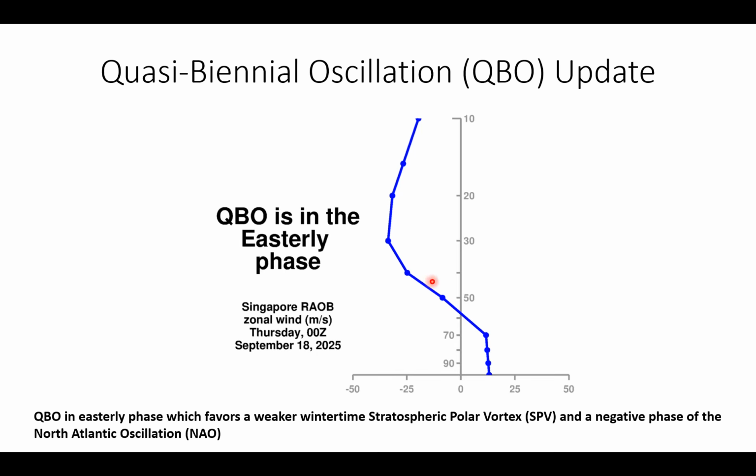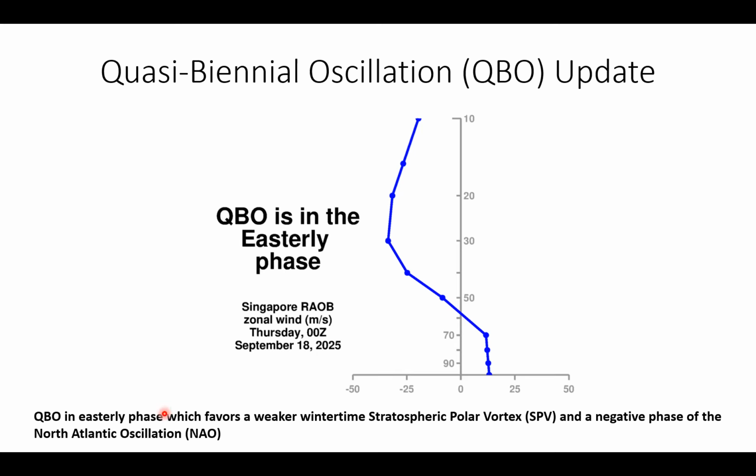What does this mean? That means the winds in the stratosphere above the equator are blowing from the east. If it's a positive westerly phase of the QBO, the winds in the stratosphere above the equator are going to be blowing from the west. So we have easterly winds in the stratosphere above the equator. We're expected to remain in easterly phase for the upcoming winter, 25-26 winter.